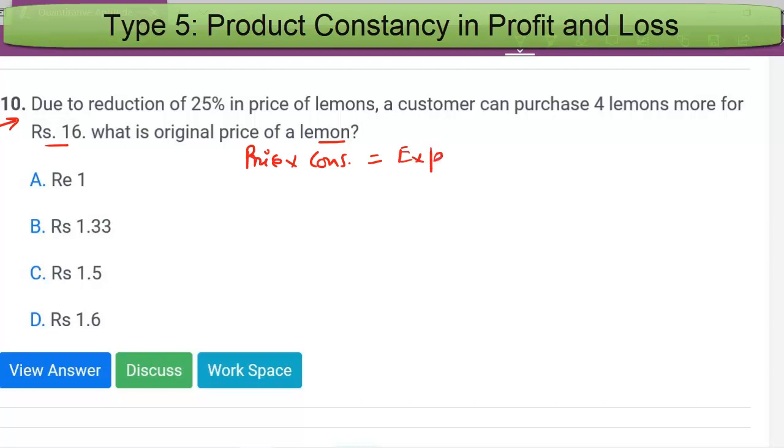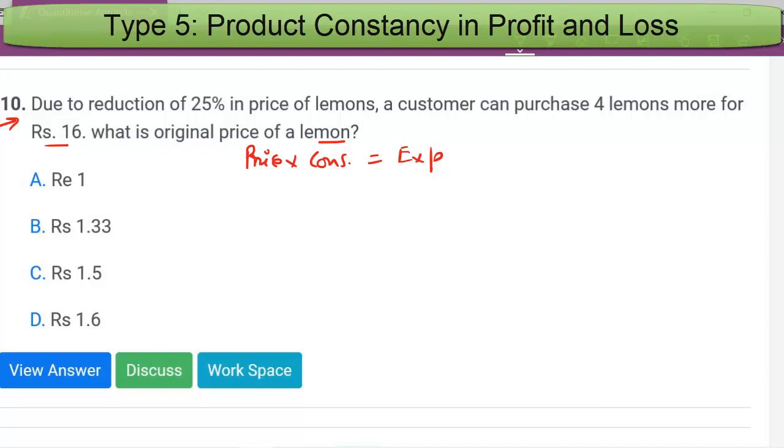The question on similar relation can be asked in different topics of quant, like time and work also. Here also it's there, and in time and work also you will find such questions. So basically product of two variables is giving a third variable, right? So that's the nature of such questions.